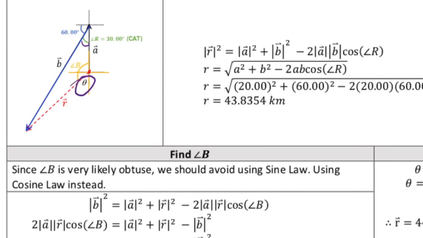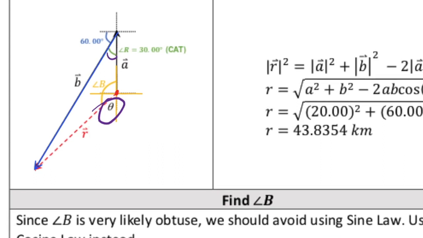So we're looking for that angle there. Again, theta is outside our triangle. So in order to find theta, we do need to figure out what angle B is going to be. And the reason why is we know that angle B plus theta is equal to 180 degrees.